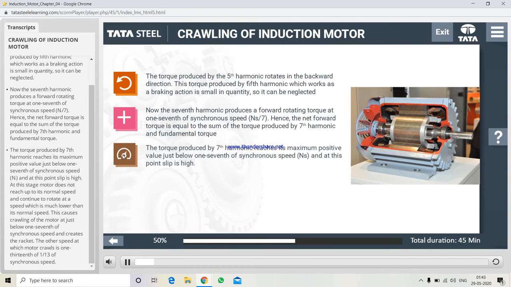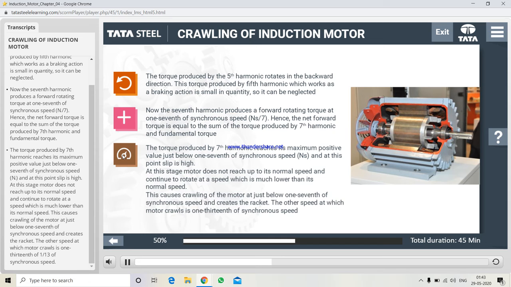The torque produced by the seventh harmonic reaches its maximum positive value just below 1/7 of synchronous speed ns, and at this point slip is high. At this stage, the motor does not reach up to its normal speed and continues to rotate at a speed which is much lower than its normal speed. This causes crawling of the motor at just below 1/7 of synchronous speed and creates the racket. The other speed at which the motor crawls is 1/13 of synchronous speed. Click Next to continue.